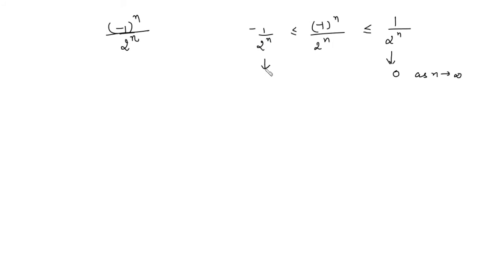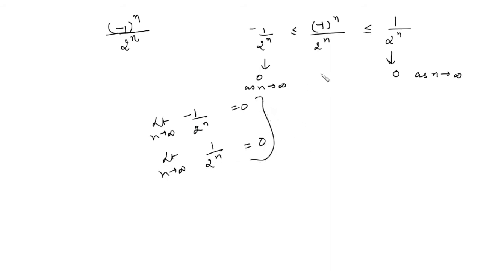This is also going to 0 as n goes to infinity, meaning minus 1 over 2^n, this limit is 0, plus 1 by 2^n, this limit is 0, right? So by using the sandwich theorem, this sequence is also convergent and it will converge to 0, meaning 0 is the limit of this sequence.